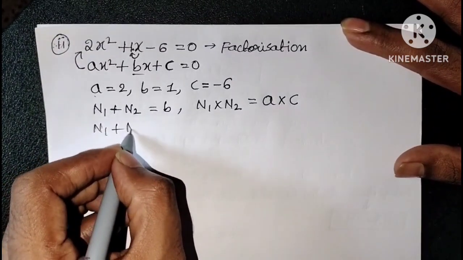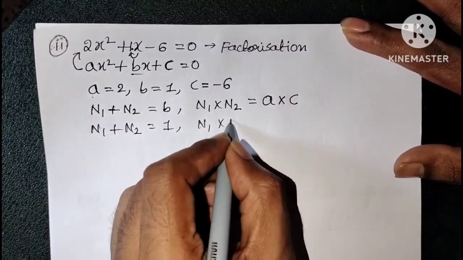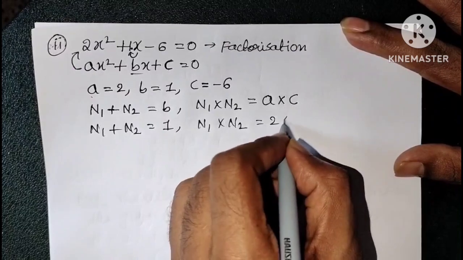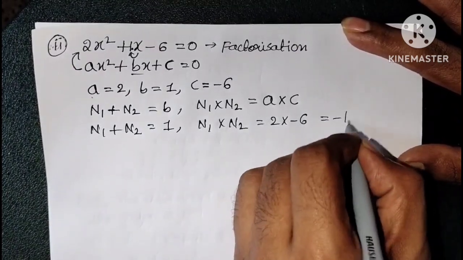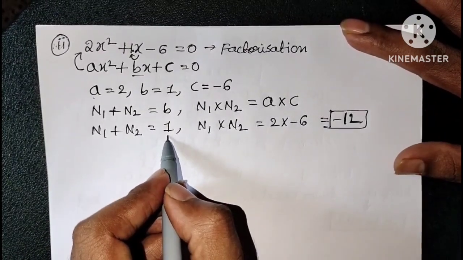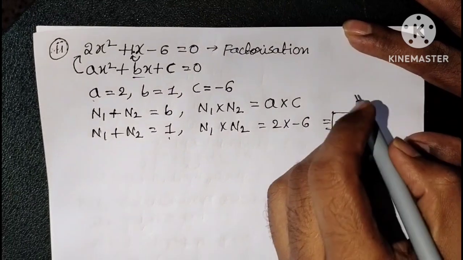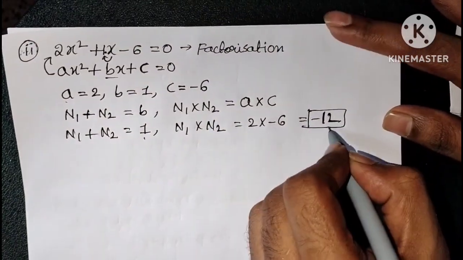So sum చేస్తే what is the value of b? Here b value is 1. Sum చేస్తే 1 అవ్వాలి and product చేస్తే 2 into minus 6, how much? Minus 12. సో అలాంటి నెంబర్స్ ఫైండ్ అవుట్ చేయాలి. సమ్ చేస్తే 1 అవ్వాలి, ప్రొడక్ట్ చేస్తే minus 12 అవ్వాలి. సో టు ఫైండ్ దోస్ నెంబర్స్ వీ హ్యావ్ టు ఫైండ్ ఫ్యాక్టర్స్ ఆఫ్ minus 12.